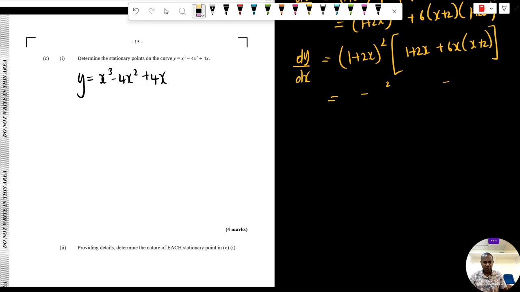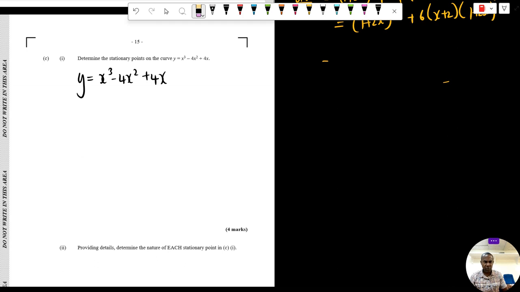Now, when finding the stationary point on any particular curve, the first thing we have to do is to find the gradient function of the curve, that is dy by dx, or we could say f prime of x if given in function notation. So let's go ahead and find the gradient function dy by dx. And this is just a regular polynomial, so the usual rules of differentiation apply.